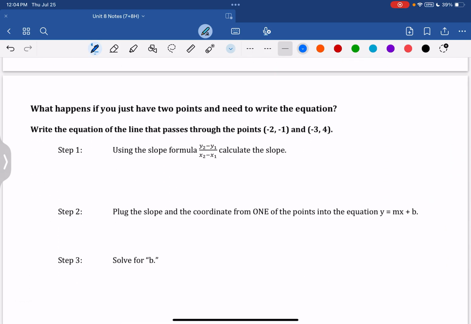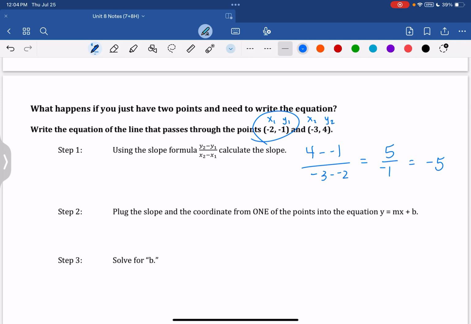All right, so a lot of times we're just given 2 points on the line. This one we have to take a step further. We have to figure out the slope first. So we're going to find our slope like we practiced already this unit. x1, y1, x2, y2. 4 minus -1 over -3 minus -2. So that would be 5 over -1, which is just -5. And then we're going to pick one of the points. I always do the first point. You can pick either one. It does not matter because they're both on the line.